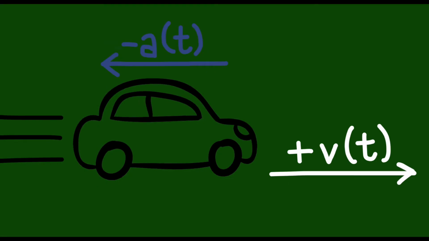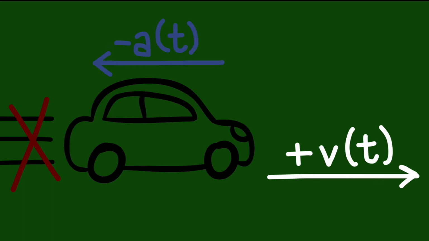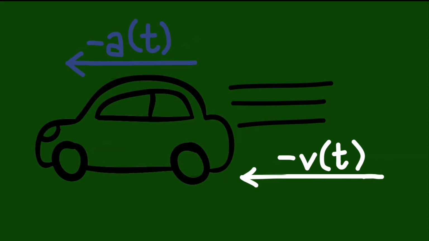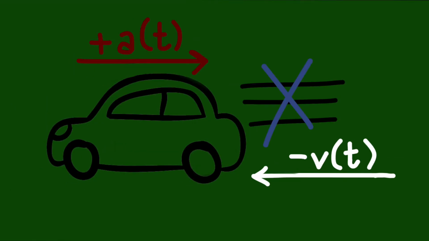If the acceleration of the car is negative while the velocity of the car is positive, the car would be slowing down, as the car is accelerating in the negative direction, but the car is moving in the positive direction, meaning it is moving forward but slowing down. The same applies for the opposite of both of these situations.